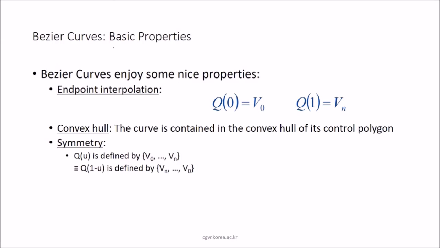So there are some basic properties of Bezier curves. First is endpoint interpolation. That means Q(0) is equal to V0 and Q(1) will be equal to Vn, because V0 is the first one, Vn is the last one. You know that this u varies from 0 to 1. What about the convex hull? The curve is contained in the convex hull of its control polygon. Symmetry is also there. That is Q(u) is defined by V0 to Vn, and Q(1 minus u) is defined by Vn to V0. These are the basic properties of your Bezier curves.